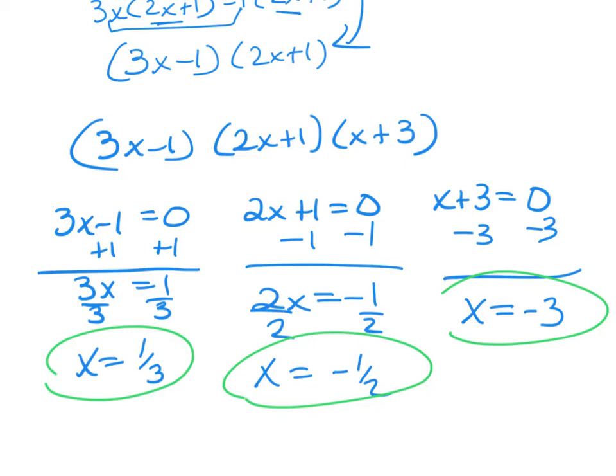So if it says factor, then you stop right here. If it says to find the zeros, then you take it one step further and set it equal to 0 and solve.